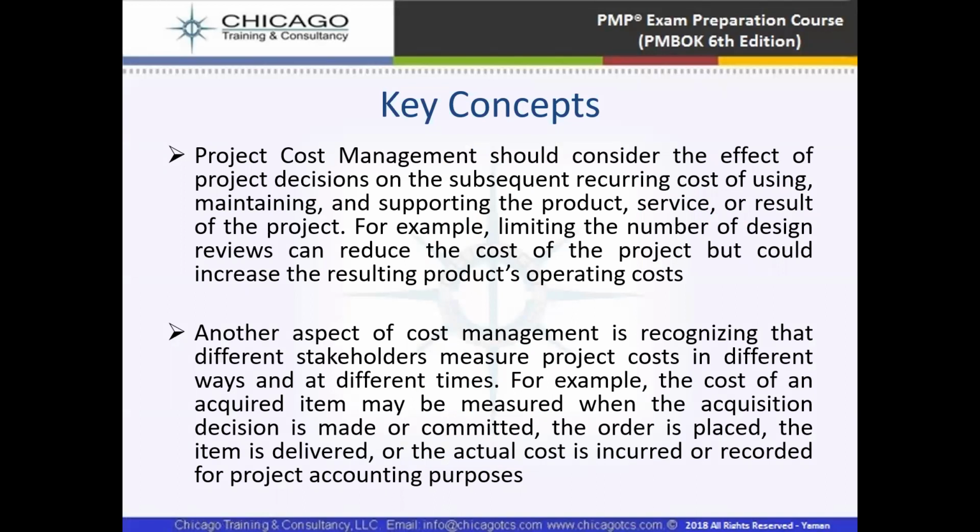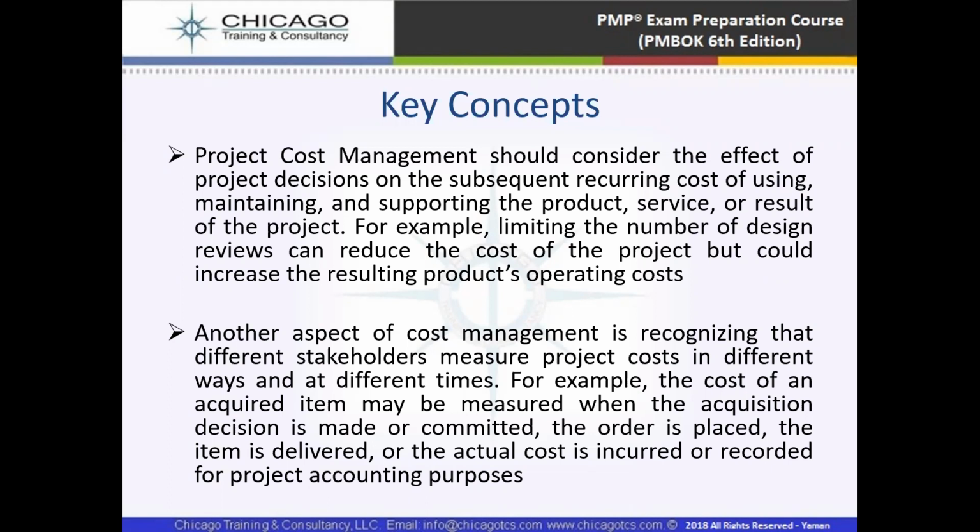Now, the key concept here is that project cost management should consider the effect of project decisions on the subsequent recurring activities of using, maintaining, and supporting the product, service, or result of the project. For example, limiting the number of design reviews can reduce the cost of the project, but could increase the resulting product operating cost. Here you can see, if we limit the number of design reviews, it can reduce the budget of the project, but it can increase the operating cost. So it means the operating cost will be increased.